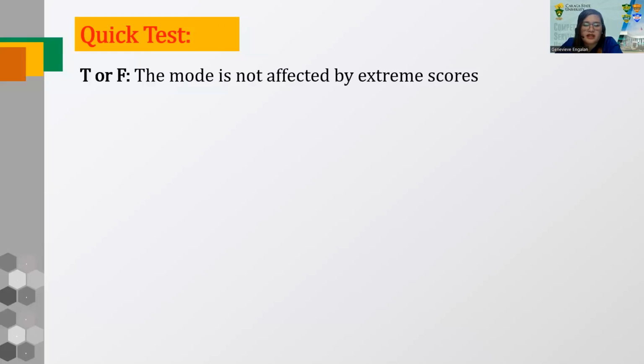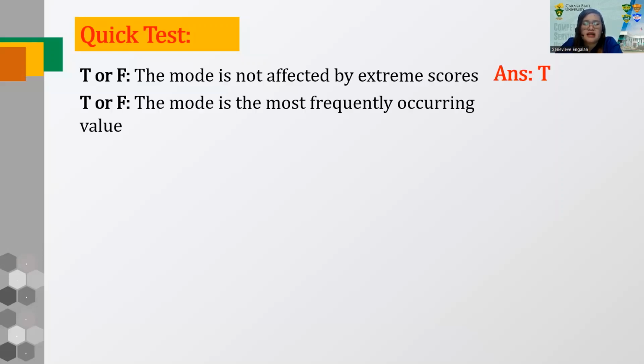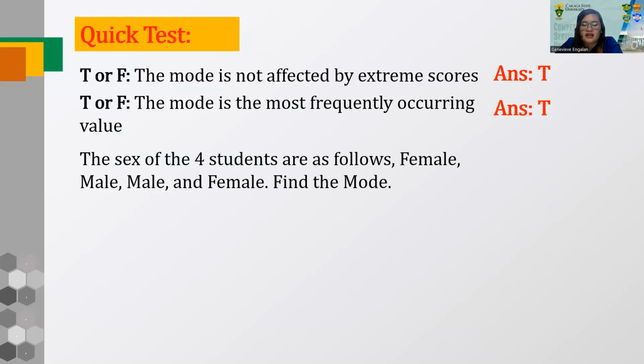So let's have a quick test. The mode is not affected by extreme scores. True or false? True. The mode is the most frequently occurring value. True or false? True. Okay, the sex of 4 students are as follows: female, male, male, female. Find the mode.